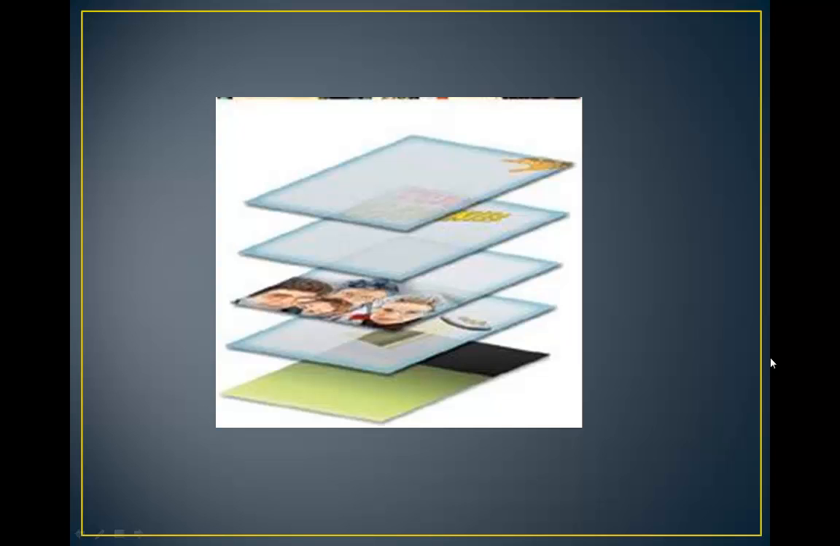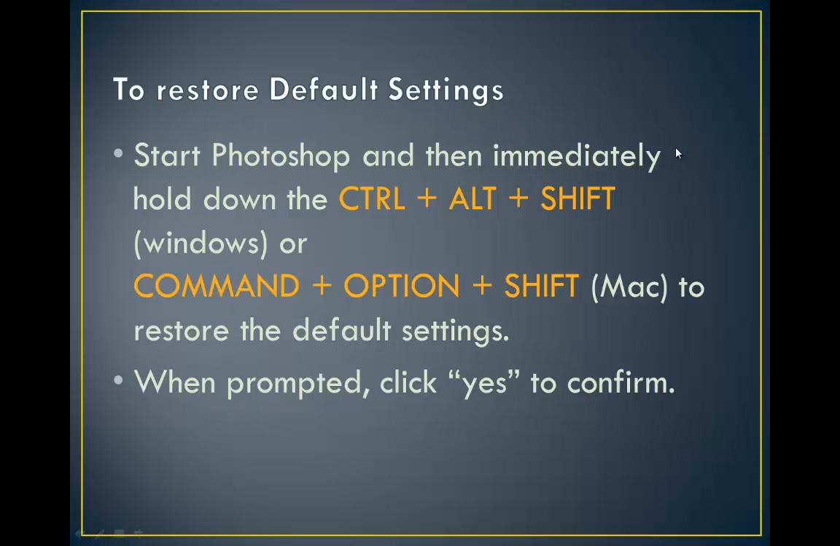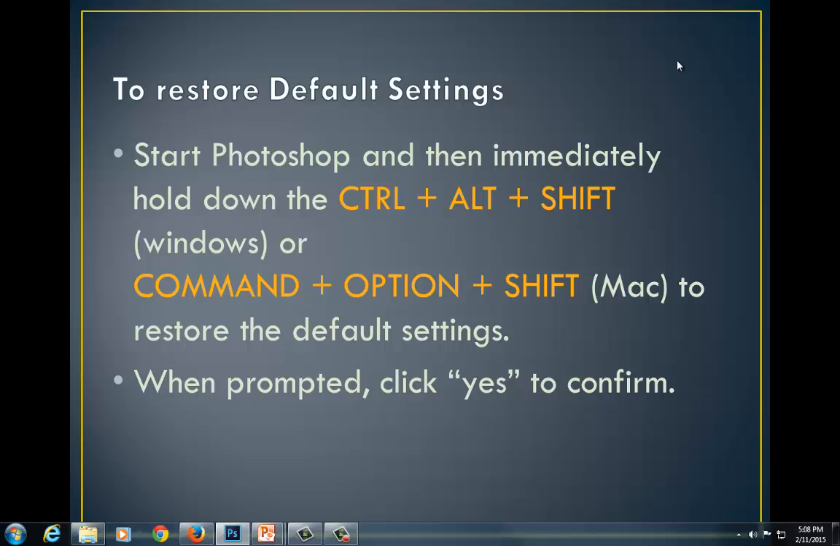One of the things I like to do beforehand, just to let you know, is sometimes I'll restore the default settings. If you're new to Photoshop, as my students are, this might be something you want to do. If you're on Windows, you want to hold down Control, Alt, and Shift as soon as you start Photoshop. Hold those three keys down, and then a dialog box will come up, and you click Yes to confirm. This will change everything back to default settings. If you're on the Mac, it'll be Command, Option, Shift.